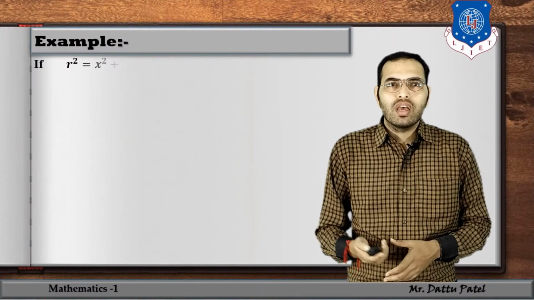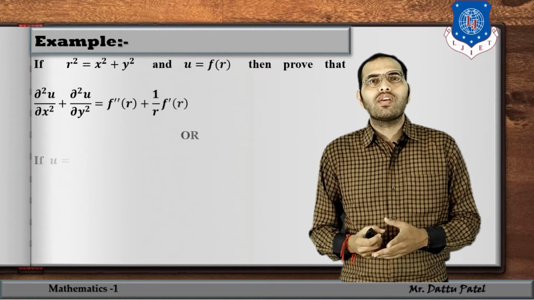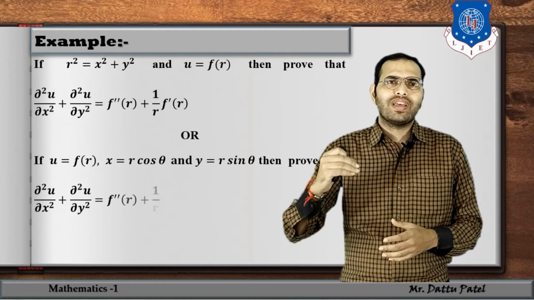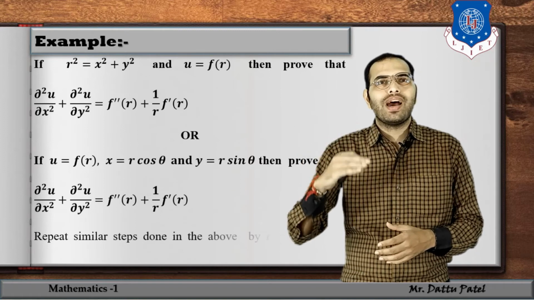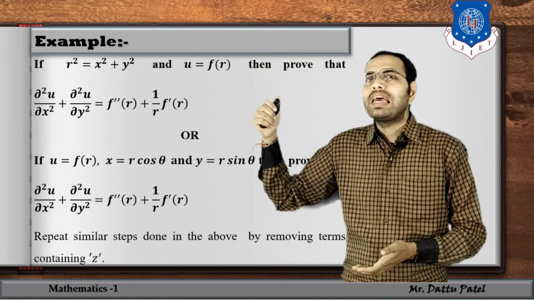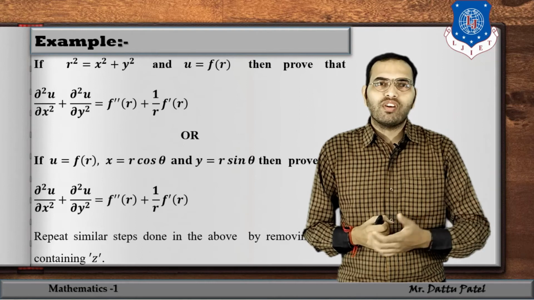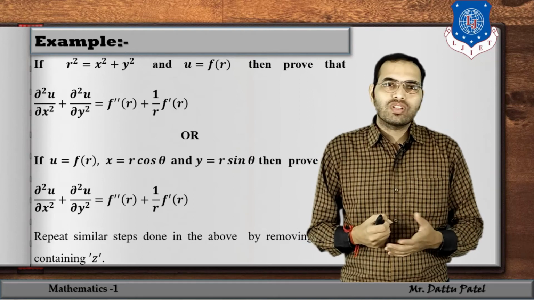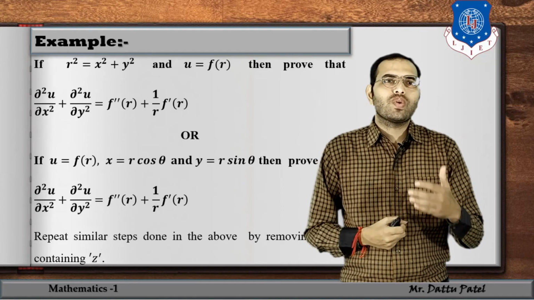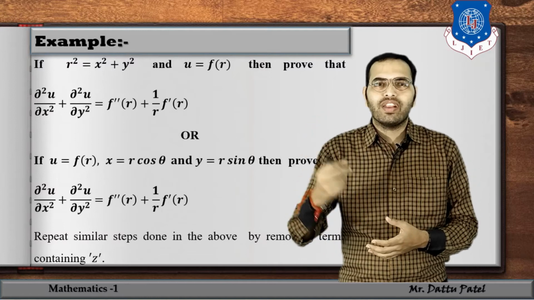Now let's see, if r square equals x square plus y square and u equals f of r, then prove that del square u by del x square plus del square u by del y square equals f double dash of r plus 1 upon r f dash of r. Or similarly, the same example in polar form, a twisted form: u equals f of r where x equals r cos theta and y equals r sin theta. Then prove that del square u by del x square plus del square u by del y square equals f double dash of r plus 1 upon r f dash of r.